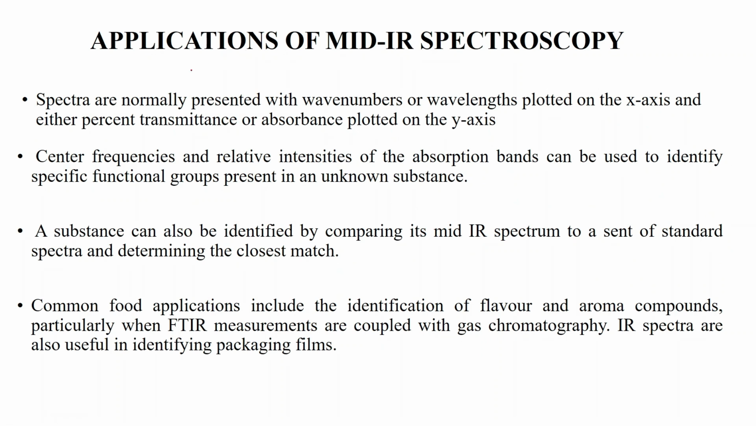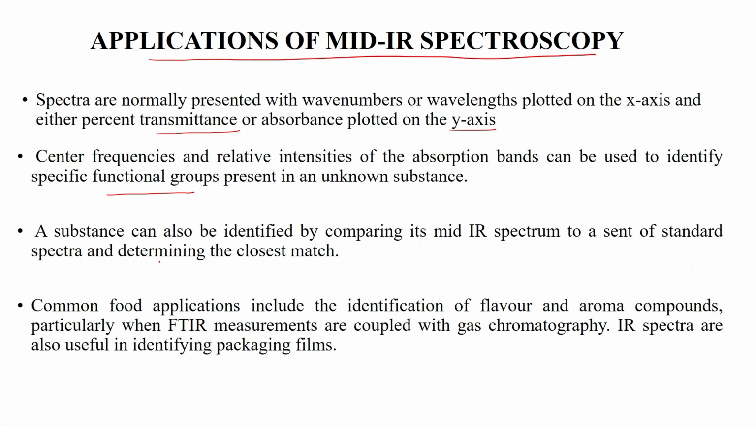So now let us see the applications of mid-IR spectroscopy. Spectra are normally presented with wave numbers or wavelength plotted on the x-axis. So we have seen that in FTIR or IR spectra, we have wave numbers on the x-axis, and the transmittance or absorbance on the y-axis. Now these frequencies and the relative intensity of the absorption bands can be used to identify the specific functional groups. We know that specific functional groups vibrate at a particular frequency, and this enables the identification of these functional groups.